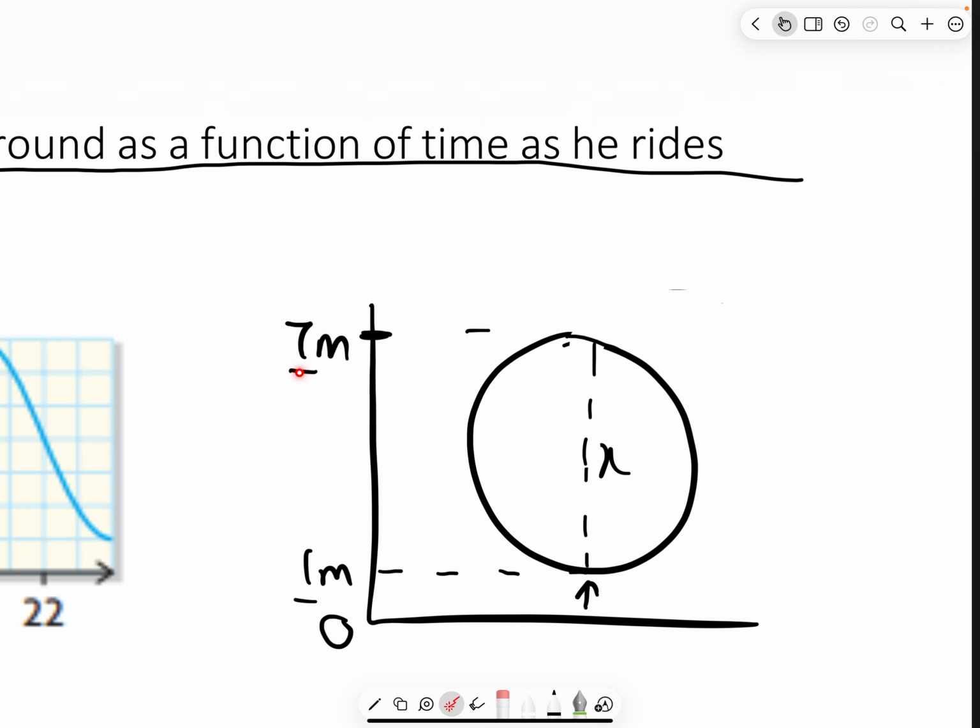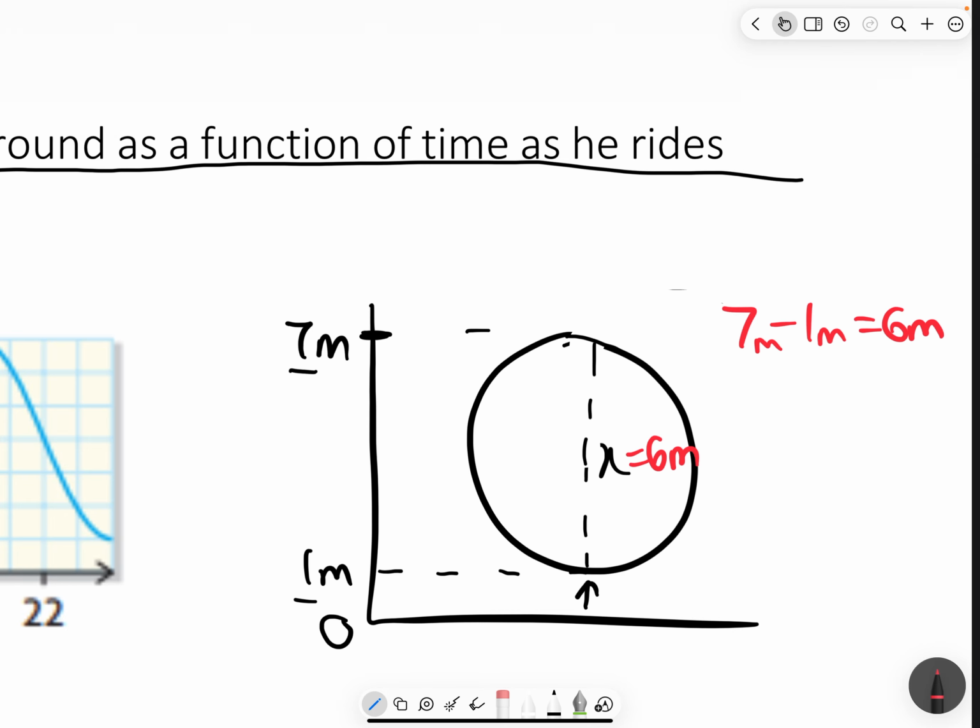From here, we could see that the highest point you can reach on the circle is 7 meters. The lowest point you could reach on the circle is 1 meter. So you would do 7 minus 1, right? 7 meters minus 1 meter equals 6 meters. Therefore, you can come to the conclusion that the diameter is 6 meters.